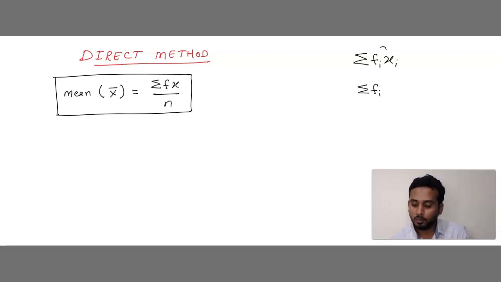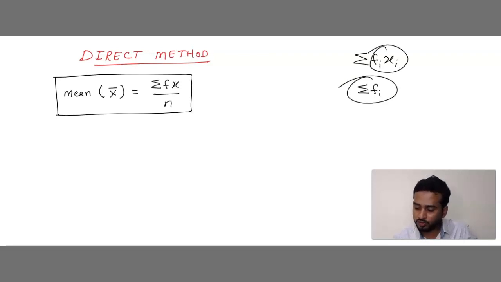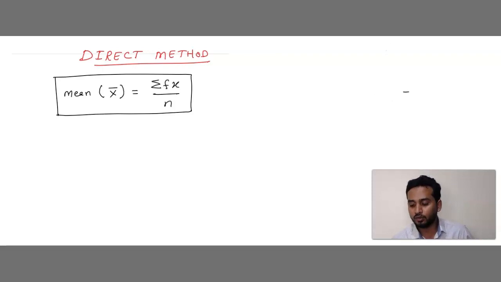Here, sigma fx is the sum of the products of f and x. So sigma f is nothing but n. Here I am writing it in shortcut. If you write like this or like this, both are one and the same. Don't get confused. First you write the formula. See, I am showing you the procedure first.